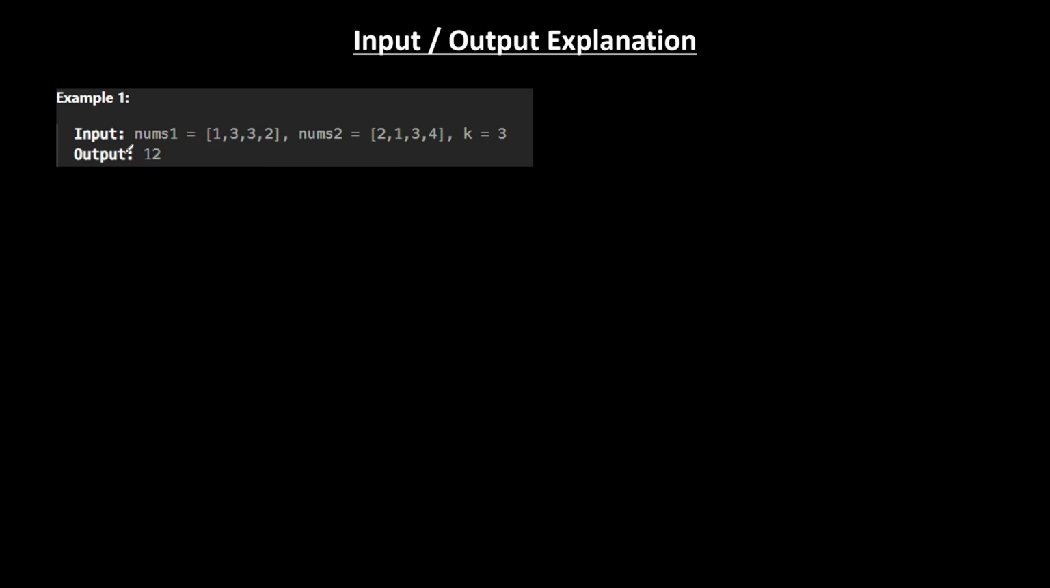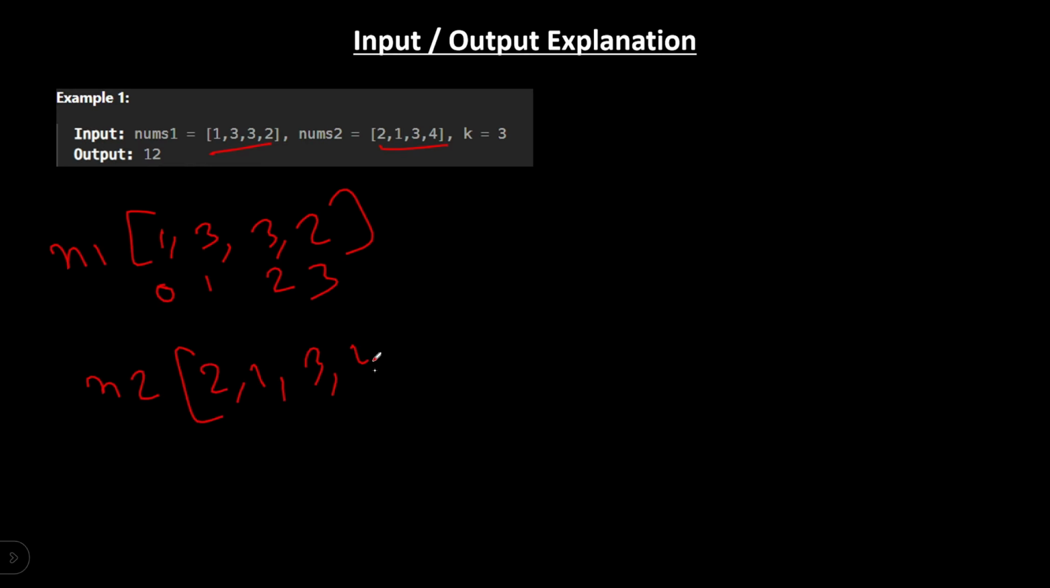Now let's understand the input output explanation. Suppose in nums1 we have 1, 3, 3, and 2, and for nums2 you have 2, 1, 3, and 4. The indices are 0, 1, 2, and 3, and k equals 3. So basically I can choose three indices from this nums, and similarly from this. And the output is 12 here.